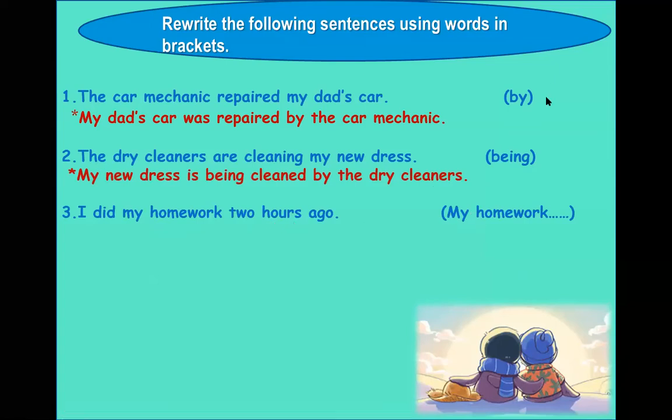Start with my. Can I try? Yes, Rawan. My homework was did by me 2 hours ago. The past participle of did is done. It will not be did. My homework was done by me 2 hours ago. Why did we use was? Because the sentence is in the past simple. My homework was done 2 hours ago by me.